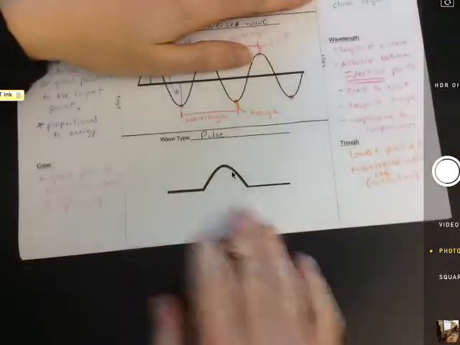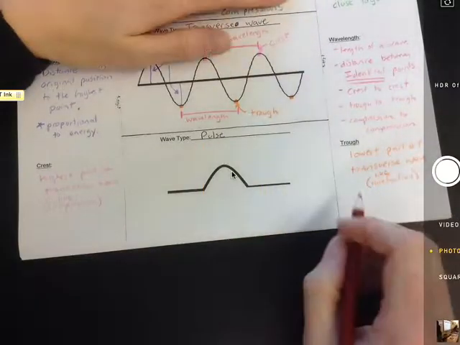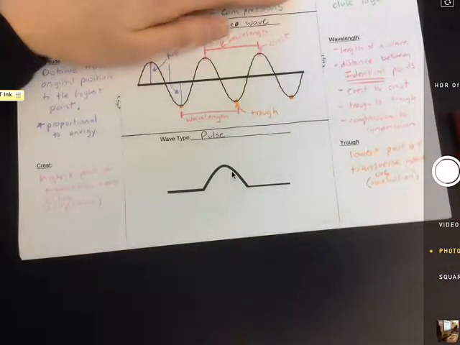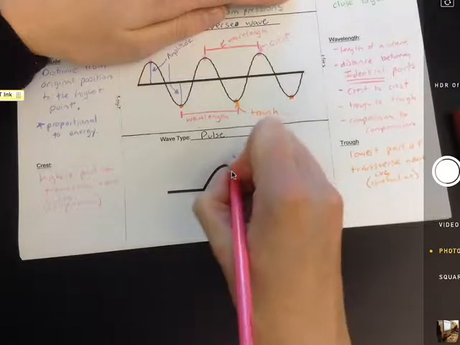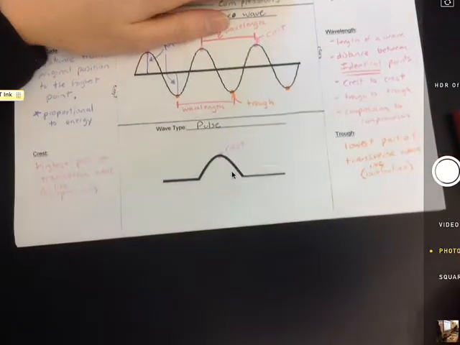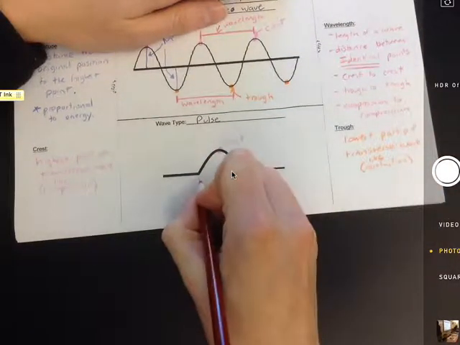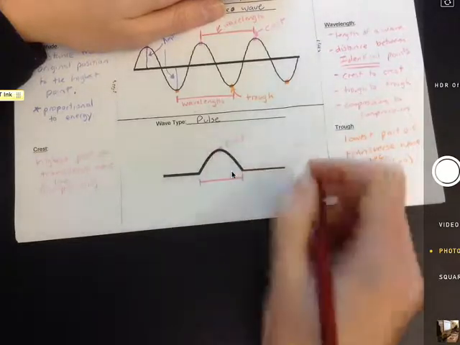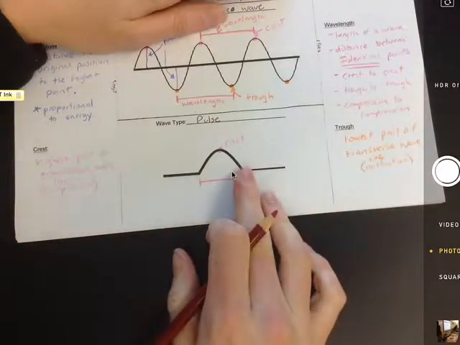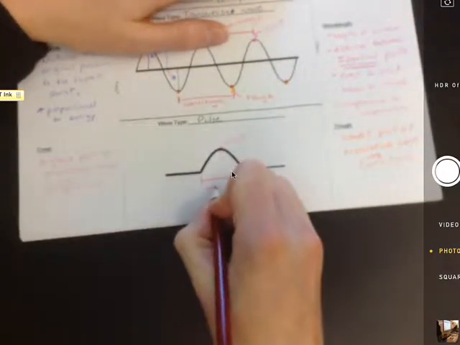Now on my pulse, there's not too much to measure here. I don't really have a trough, but I do have a crest. And I can measure a wavelength on a pulse by looking at this part right here. And on this one, I don't really have an identical part. It's kind of starting over, but this is my wavelength here on my pulse.